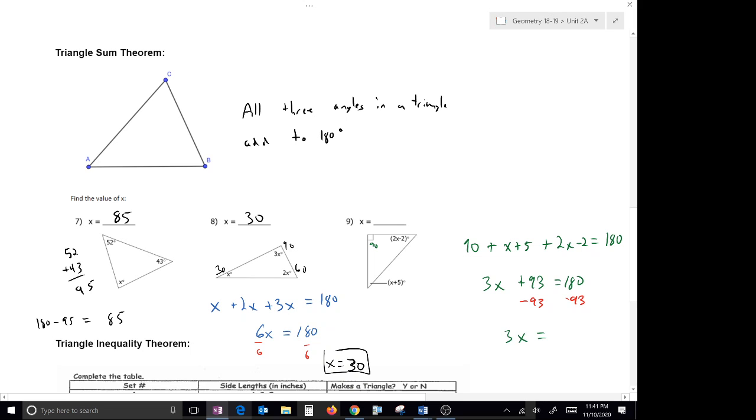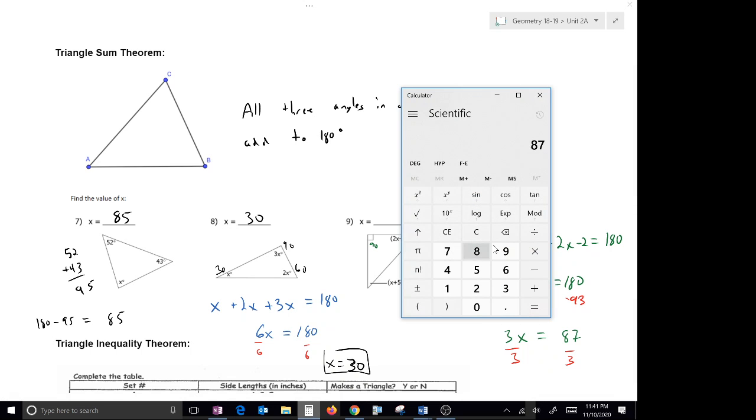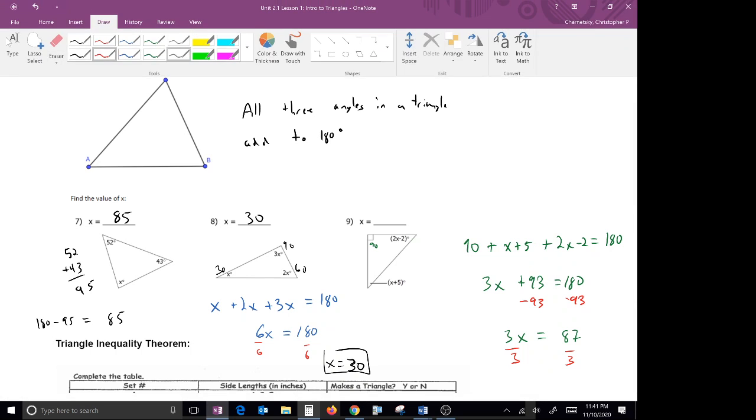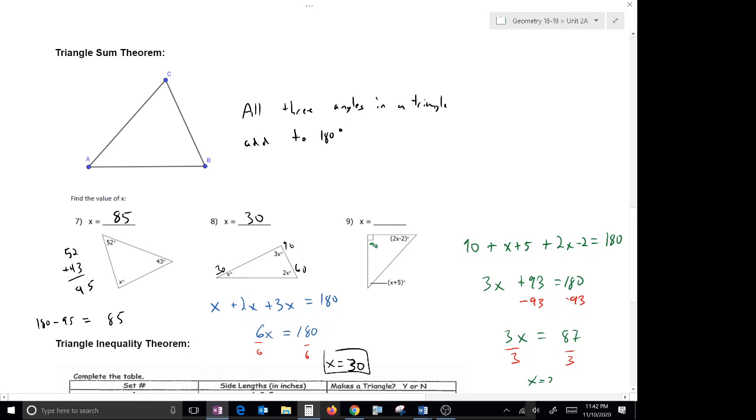And so I've got 3x equal to 87. Divide by 3, and use my calculator here. 87 divided by 3 equals 29. And that's my answer there.